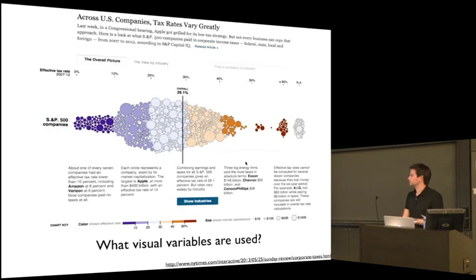So this would be an example that Raphael showed in the first lecture. My question would be, what visual variables are used? Position, area, and color. Yes, exactly. What about the vertical position? The horizontal position is the different ranges. What would be the vertical position? Nothing. That's just to stack it, to not make it overlap, which is also a valid design choice, of course.